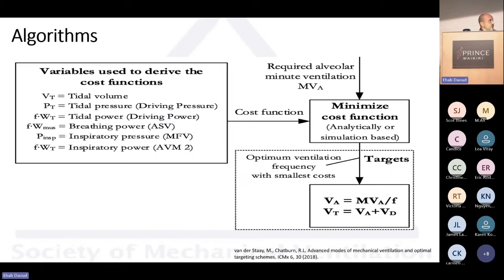Now, those modes work with an algorithm, and I am by no means able to really explain to you how those algorithms work. Those are engineering and much more complicated computer work that I can't understand. I'm just a simple clinician. So I'm going to say that this algorithm depends on the tidal volume and tidal pressure. If you multiply them together, you get the tidal power, breathing power, and we'll talk about this. So there is some really complex work behind it.